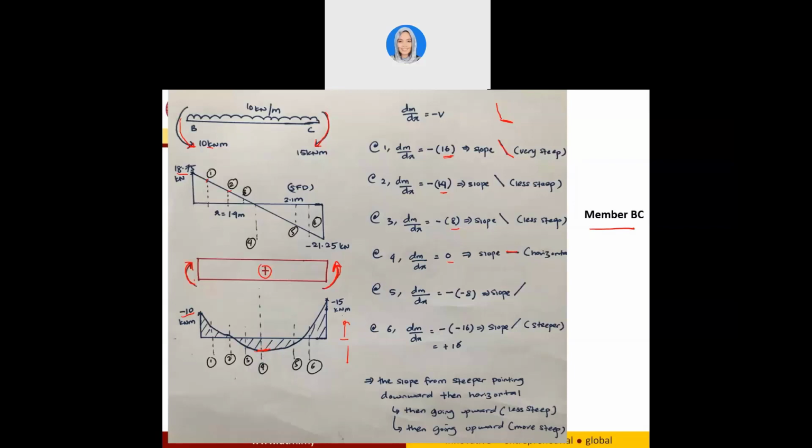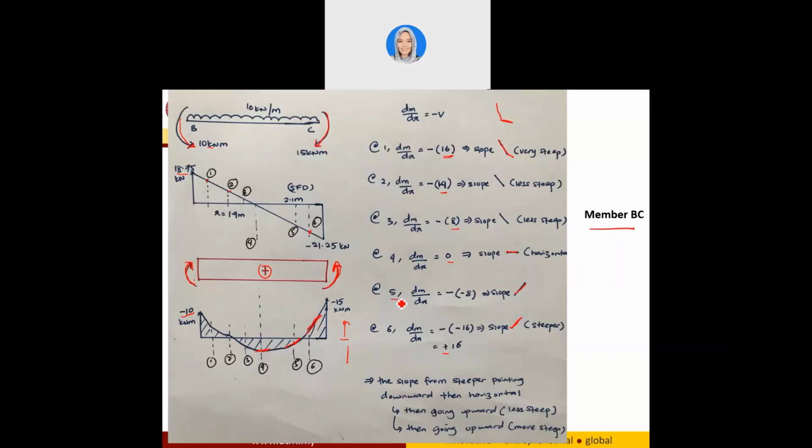It is a straight line, and the moment I go to point 5, my V is negative 8, because this part is negative. So negative 8, then I have my slope pointing upward because dM/dx equals positive 8. This is why at 5 I have a slope going upward, and at 6 similarly, I have negative V, so negative at 6 is going to be around negative 16. So I have negative, it makes it positive, and my slope is going upward like this. It's a bit steeper compared to point 5.